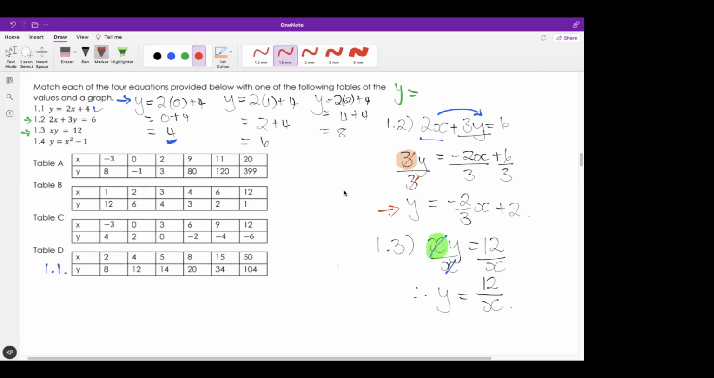Okay. Let's see. So let us substitute. So table D is out of the question. Okay, let's substitute table C into 1.2 and see if it works. So it's y equals, I'm going to work with -3 just to be safe. So it's -2 over 3 multiplied by -3, but that's always over 1, and plus 2.